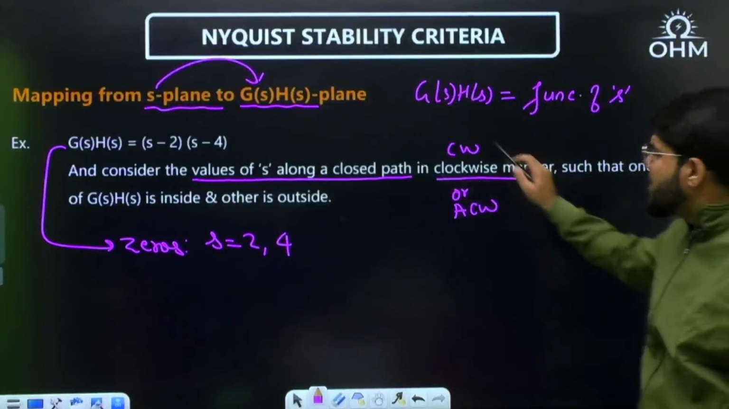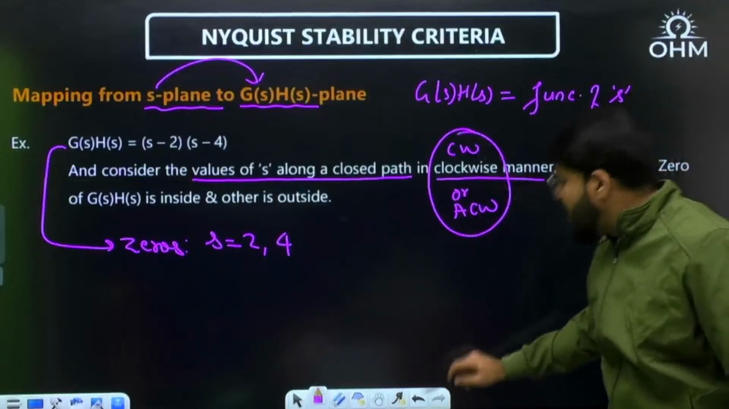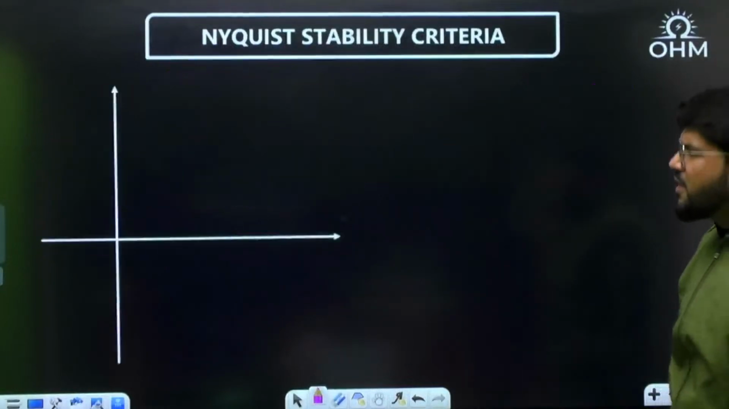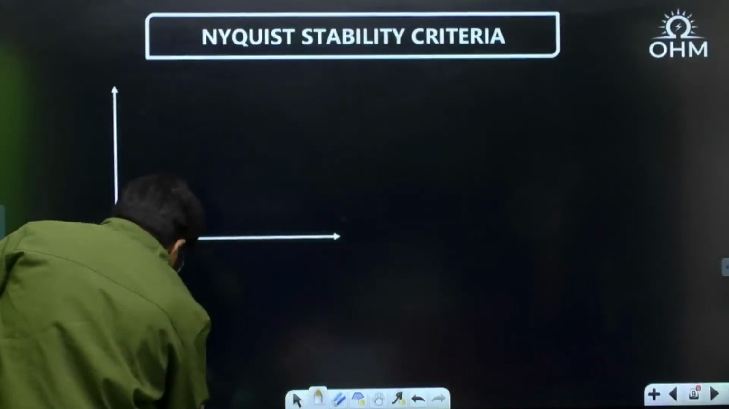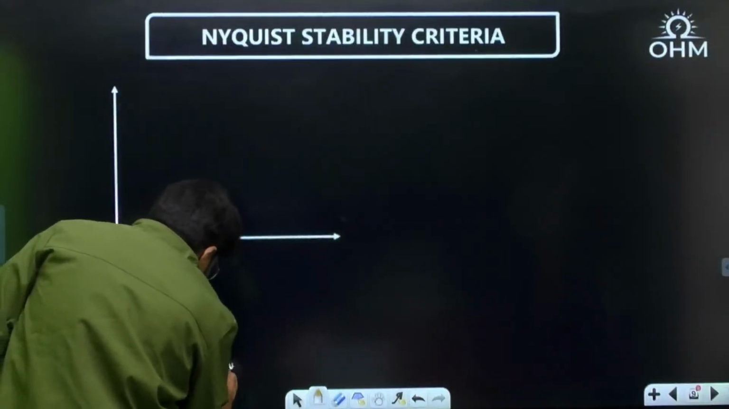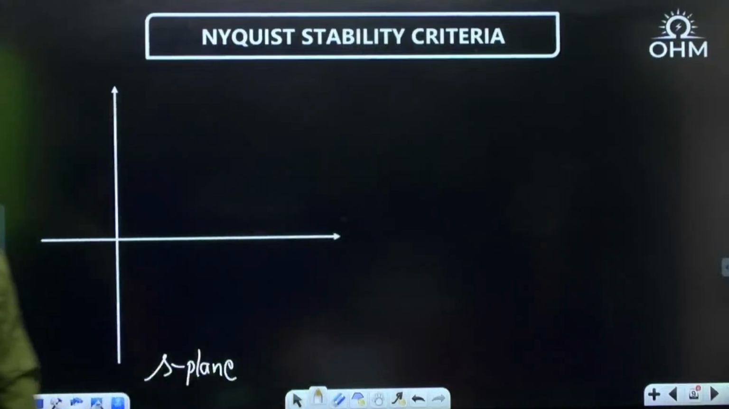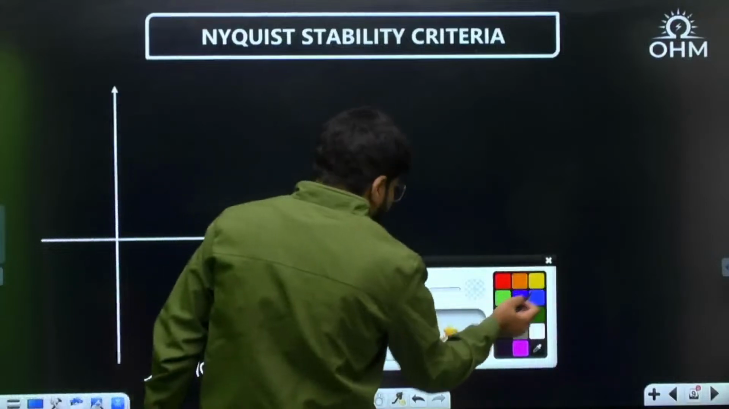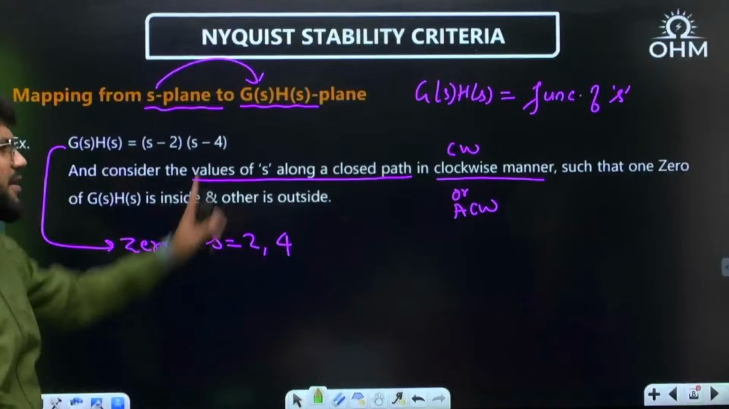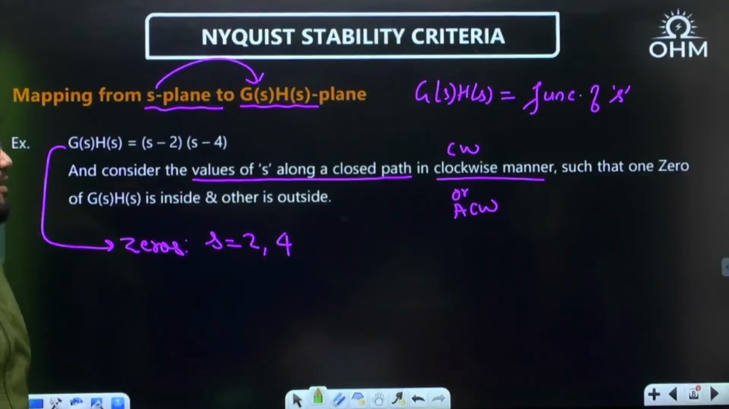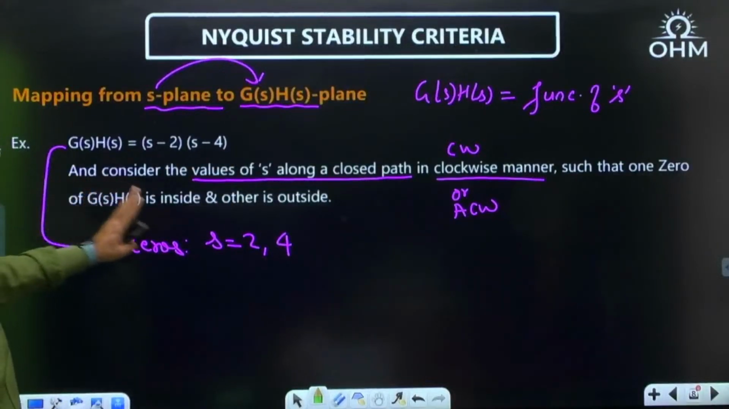Why I need a closed path, what is the role of clockwise or anti-clockwise? Everything has a significance. Okay, let's learn here. So first what I'm taking is the S-plane. Where do we take the value of S? Of course, we take the value of S in the S-plane. What are the conditions? I already told you. I want to take the values of S in a closed path in a clockwise manner, such that one zero is inside, one zero is outside.